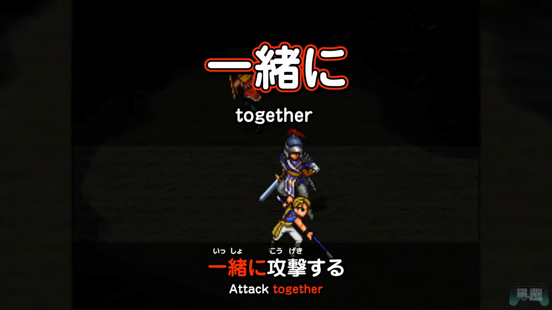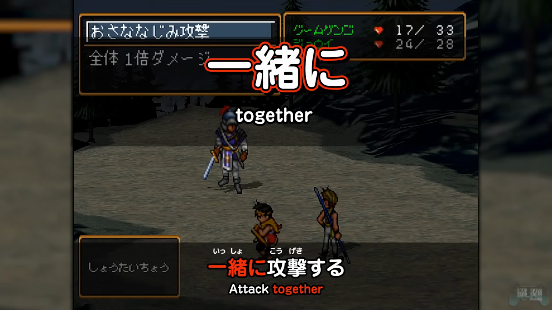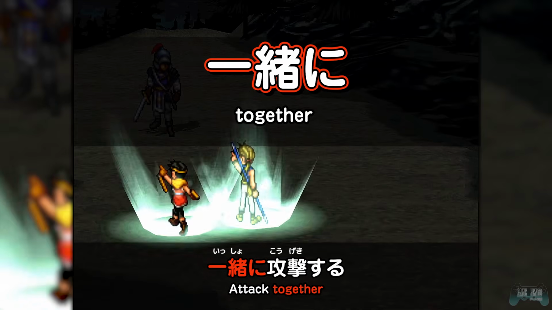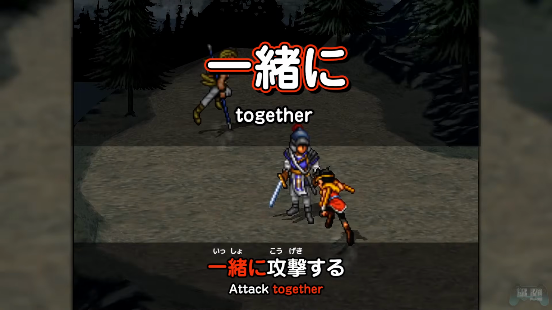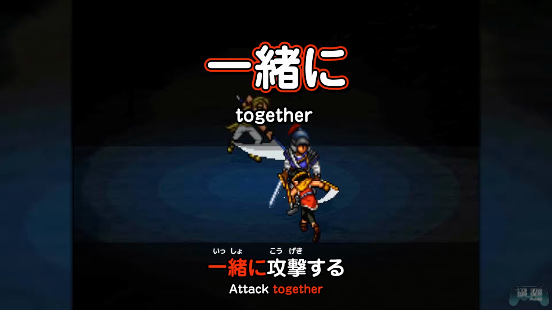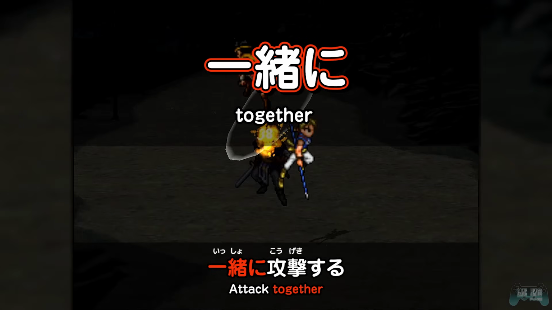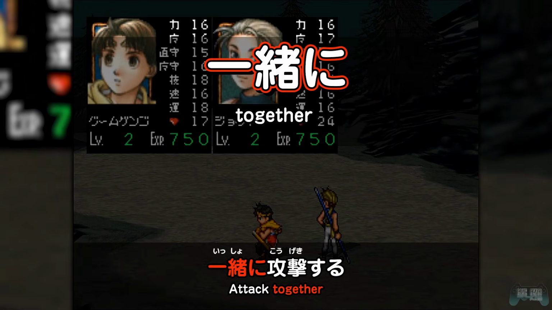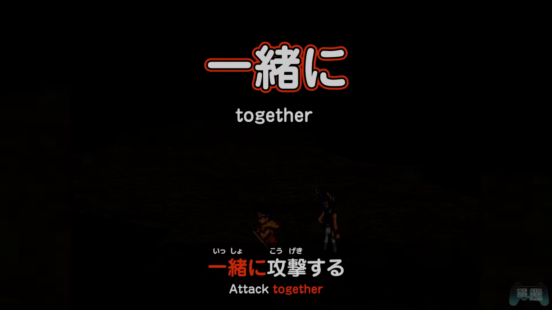Here in Suikoden 2, you can do what is known in English as a unite attack, or simply in Japanese, attacking together. Issho ni kougeki suru, to attack together. So if you click on issho ni, you will now attack the enemy together. So next time you're doing something together with your friends, make sure to use issho ni.